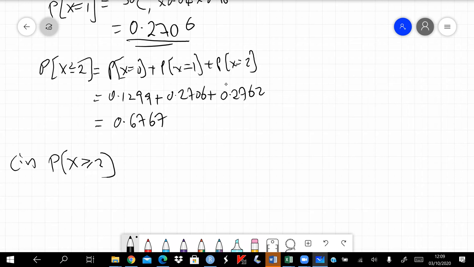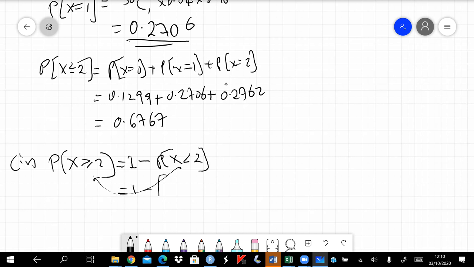Okay. So which values are we talking about there? We talk about 2 or more. Two, three, four, all the way to 50. Okay. We may not want to follow that route. So we use the complement rule of probability. So this is the same as 1 minus the probability that X is strictly less than 2. Make sure that these two are mutually exclusive.